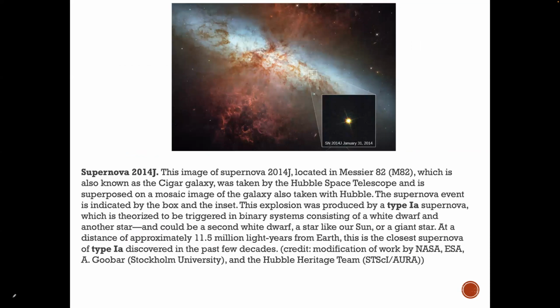There is another supernova that happened in 2014. This is actually a type 1A supernova, so it should be very useful to find distances. It is located in the Messier 82 or M82 object, also called the Cigar galaxy, one of the nearby galaxies. The distance is 11.5 million light years from the Earth. This is by far the closest type 1A supernova that we have discovered in the past few decades, right?